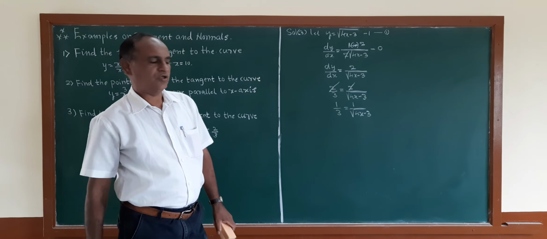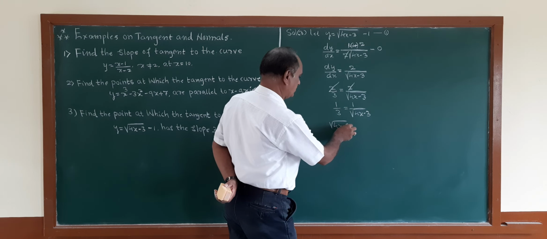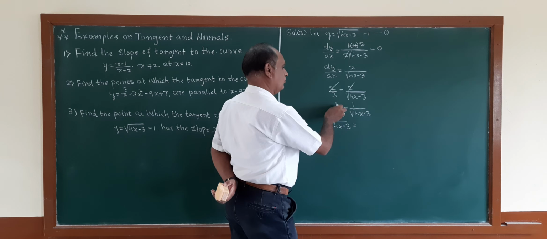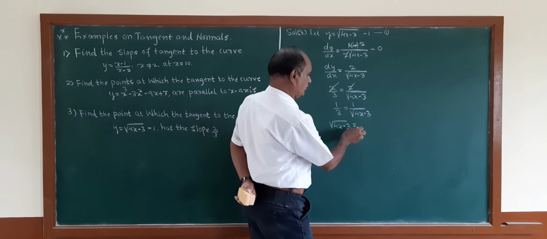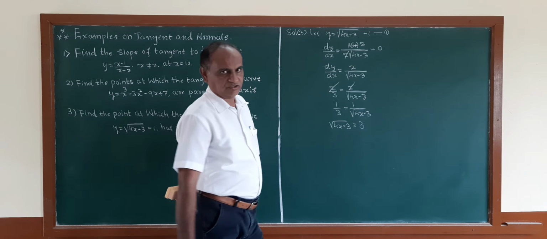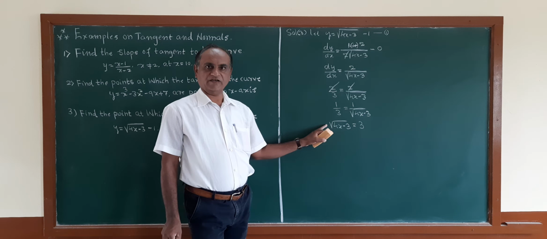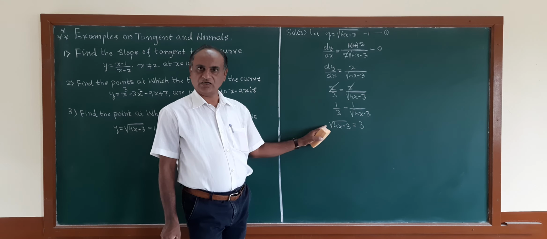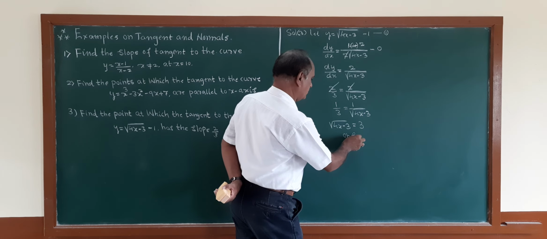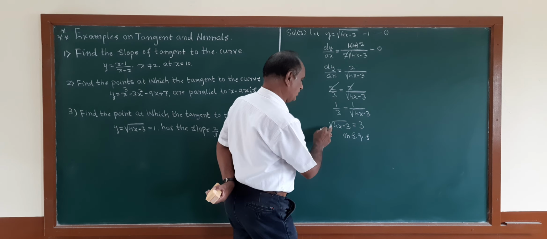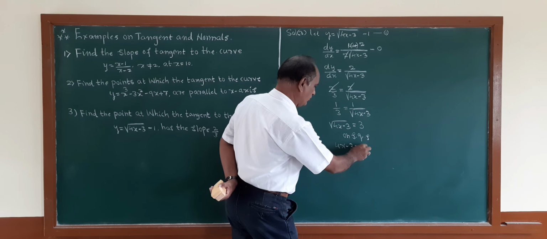Cross multiplying: the square root of 4x minus 3 is equal to 3 into 1, that is 3. So the root of 4x minus 3 is equal to 3. Anyhow, you have to eliminate the root sign, so squaring both sides. After squaring, the root sign cancels, and 4x minus 3 is equal to 3 squared.